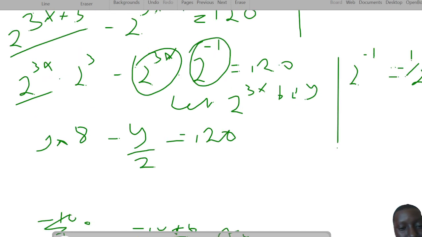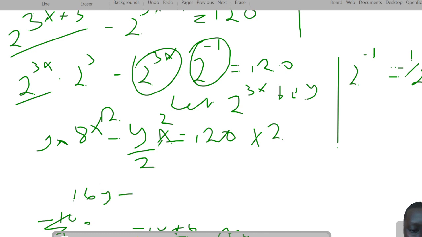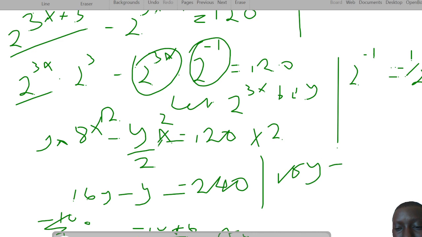So basically what we do from here, we can do away with this fraction. So multiply by 2, and here by 2. So this means we have 16y minus y. This one should be equals to 240. So this implies that 15y is equals to 240. We divide by 15, we divide by 15.